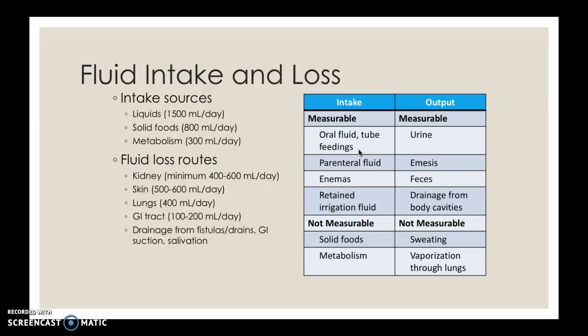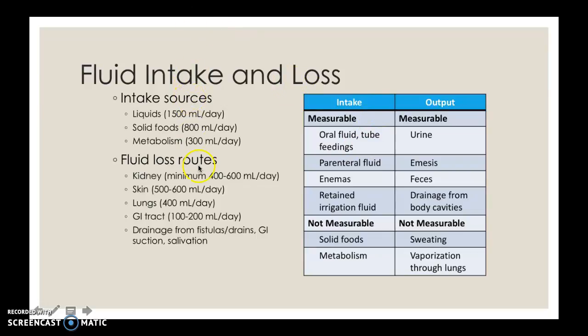How do we get rid of water? Urine is the main way. Our kidneys keep a tight regulation of how much water we get rid of. Feces, we sweat, we lose water with breathing. If we've got something going on, if we're vomiting, if we have diarrhea, if we're on a ventilator, depending on the rate of respirations, we can lose a lot of fluid that way. If there's drainage from body cavities, if you have a drain post-op or ileostomy, things like that.